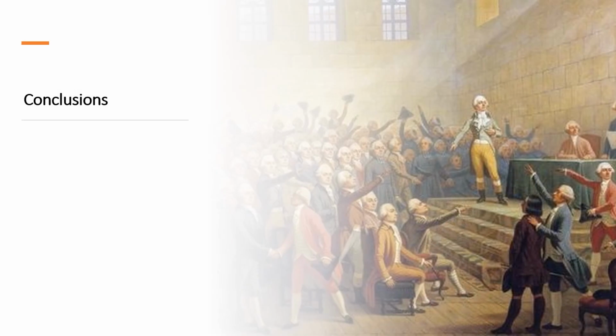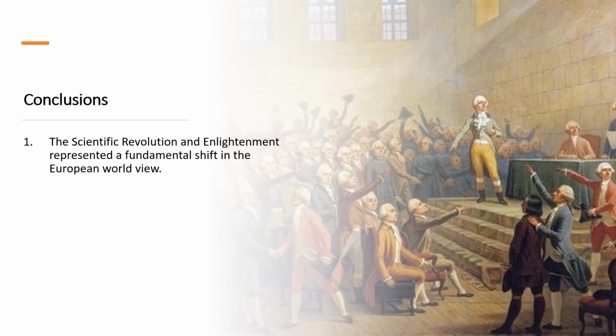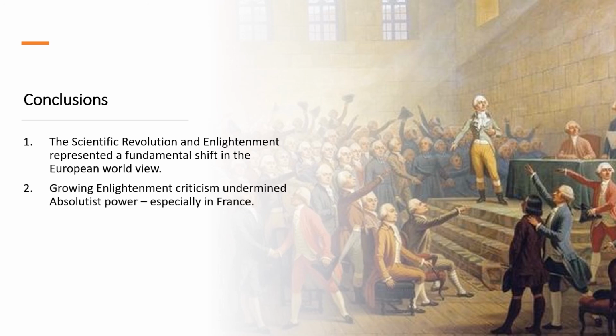So in conclusion, the scientific revolution and the Enlightenment represented a fundamental shift in the European worldview. Growing Enlightenment criticism undermined absolutist power, especially in France. And the seeds were set now for a century of revolution in the Western world.